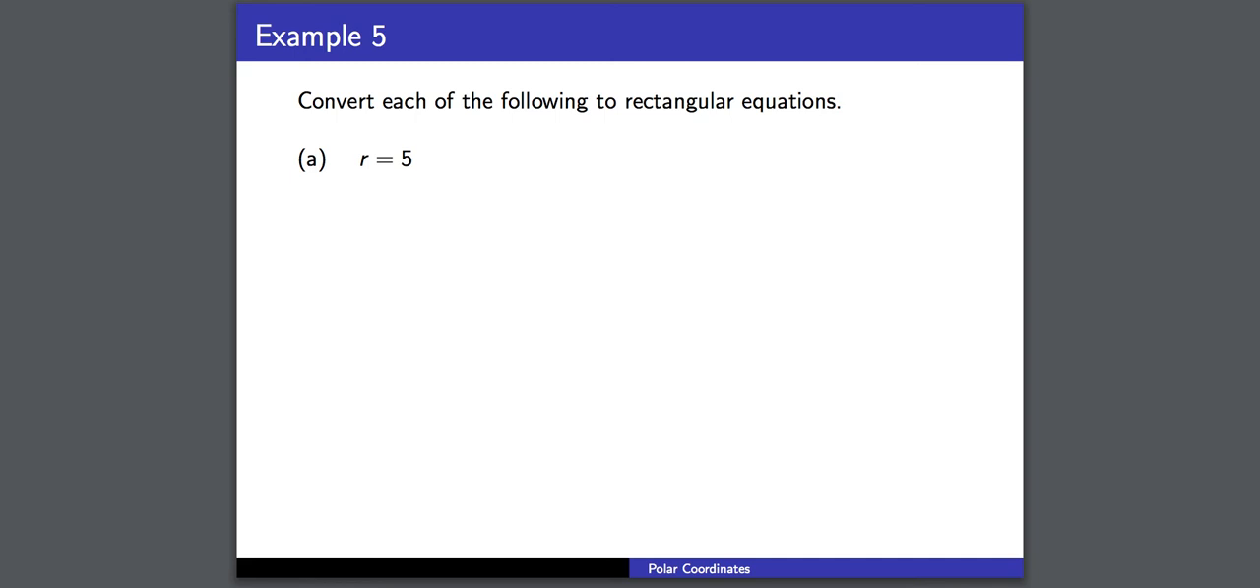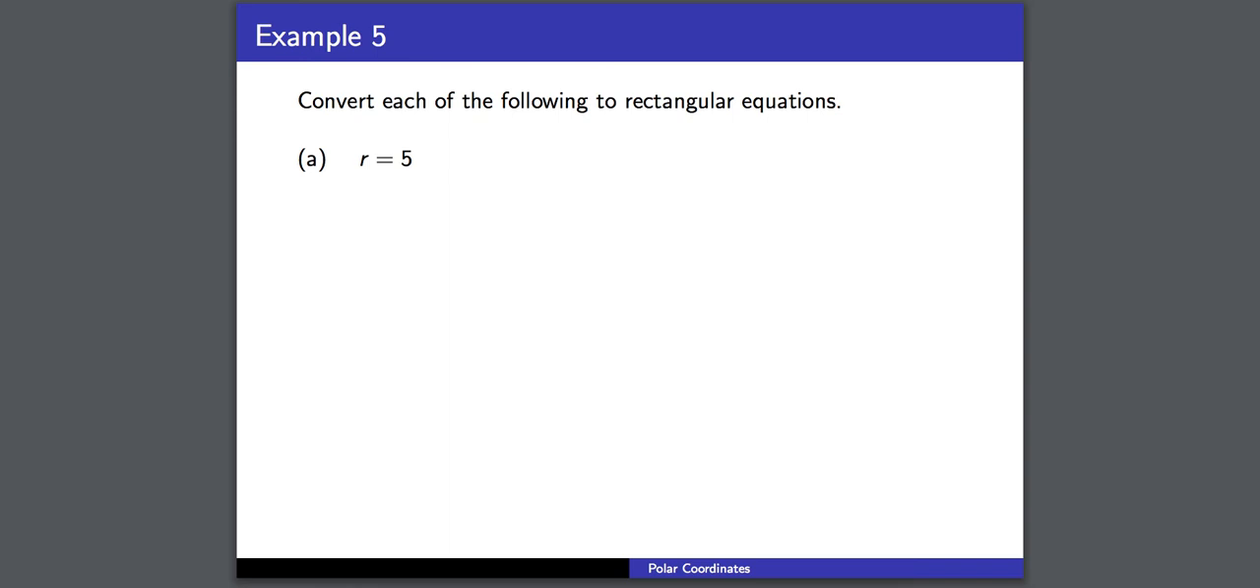Alright, in this video we're going to convert polar equations to rectangular equations, and we're going to make use of the facts that x squared plus y squared is r squared, and that the tangent of theta is y over x. So example 5, we're going to convert r equals 5 to a rectangular equation.